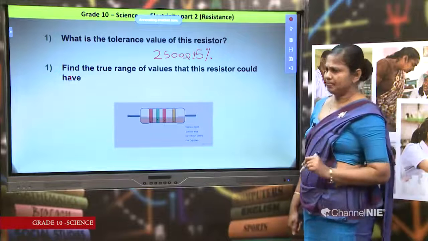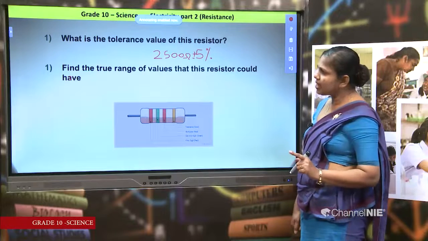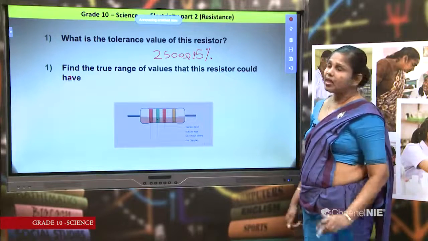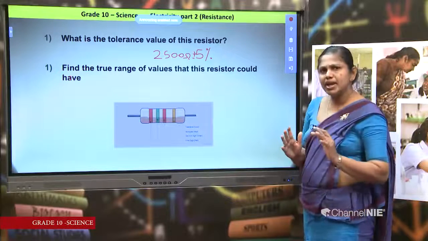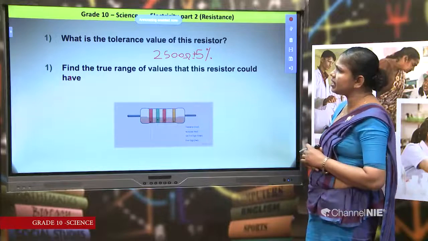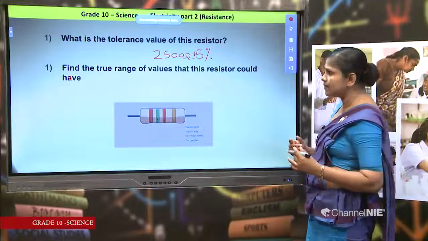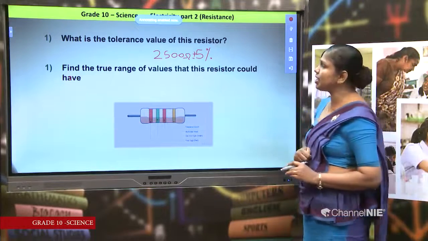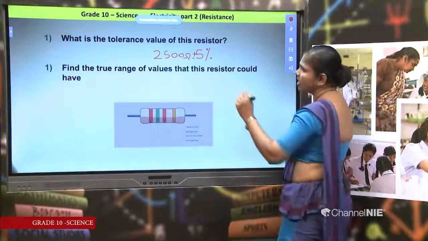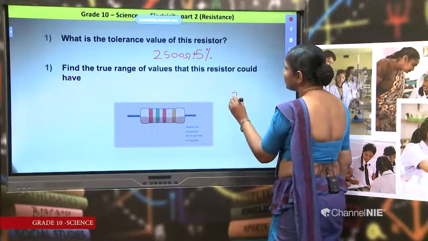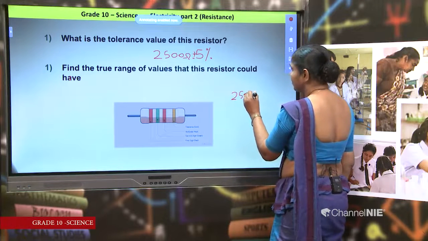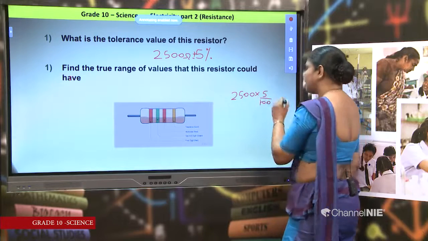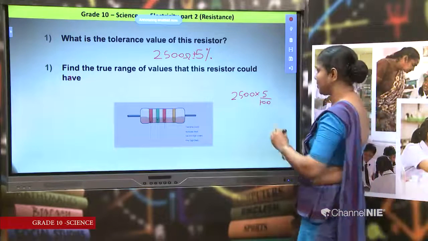Then finally, find the true range of values that this resistor could have. How do we find the true range of values that this particular resistor could have? You have to get 5% out of 2500, children. What is 5% out of 2500? Here you have to get 5%. What is 5% here?